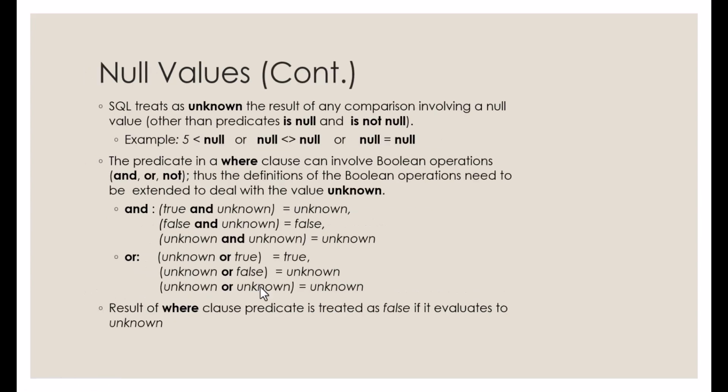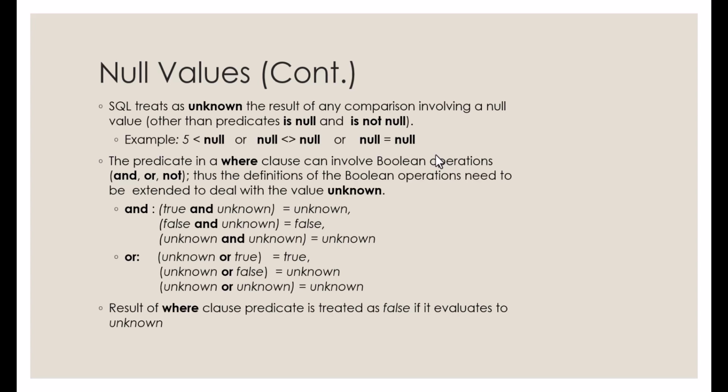Okay, so SQL treats as unknown the result of any comparison involving a null value. So let's take a look here. So other than the predicates is null and is not null, we have 5 is less than null, or null is not equal to null, or null is equal to null. So the predicate in the where clause can involve any Boolean expression involving and, or, not.